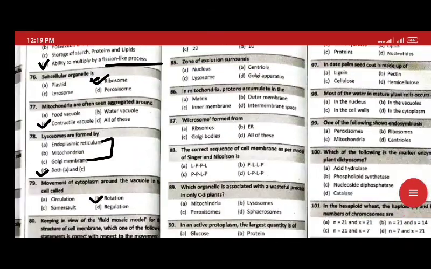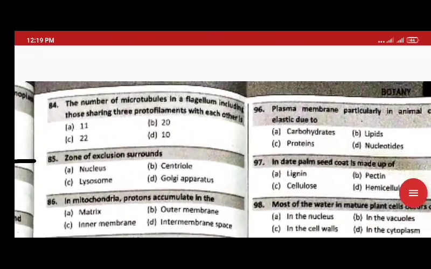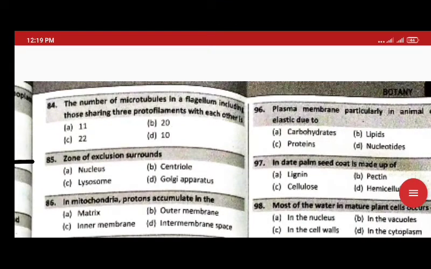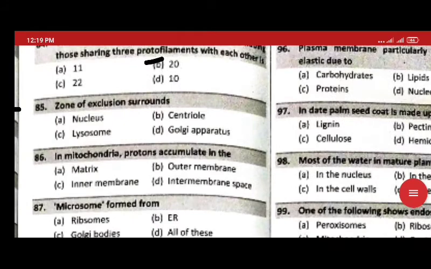Now we have other number, that is 84. The number of microtubules in a flagellum, including those sharing three protofilament with each other, is. So three protofilament. So three protofilament is mainly for what? 20. So option B is right. Now zone of exclusion surround. So zone of exclusion surround mainly for what? Exclusion is for Golgi apparatus.